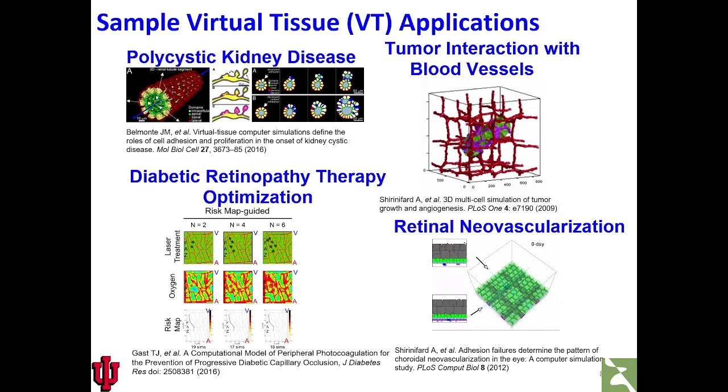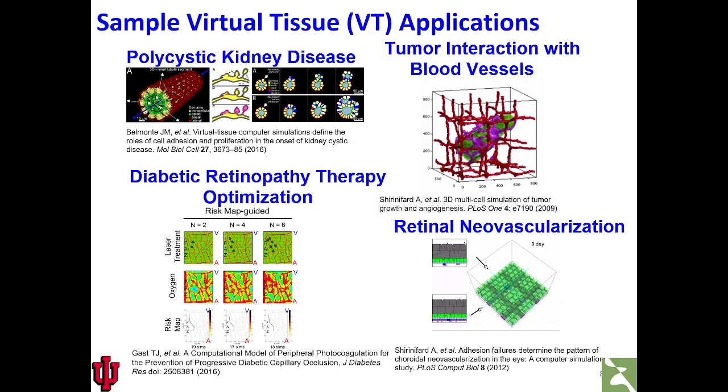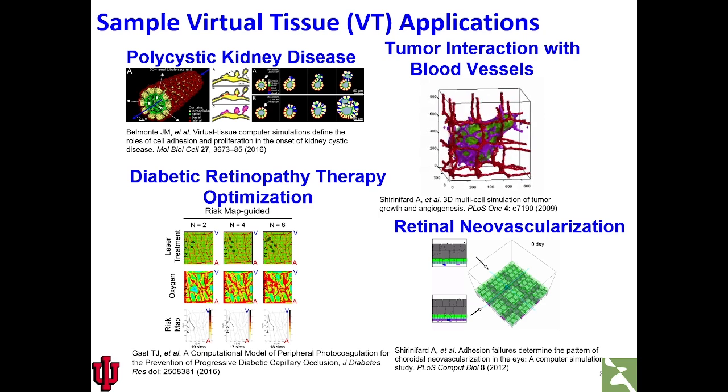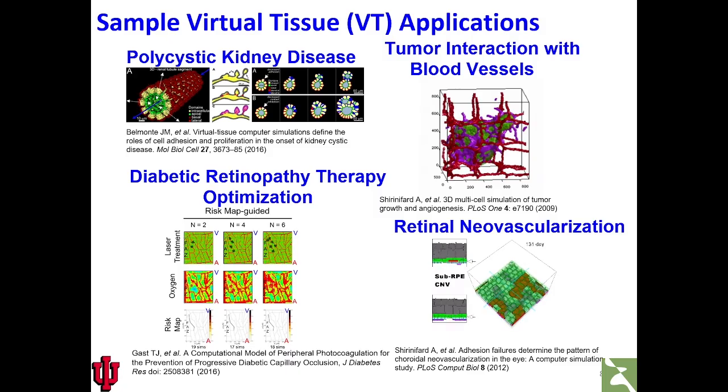All right, so next we're going to look at a few sample virtual tissue applications in CompuCell3D, just to give you an idea of the variety of different things that you can model using the software. We have various papers here that have been run by different people and different groups. On the top left, we have a model of polycystic kidney disease, which is looking at the roles of cell adhesion and proliferation in the onset of kidney cystic disease and how polyps form on the renal tubes in the kidney.